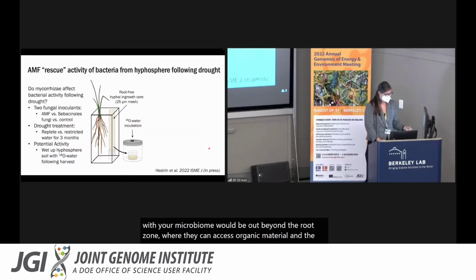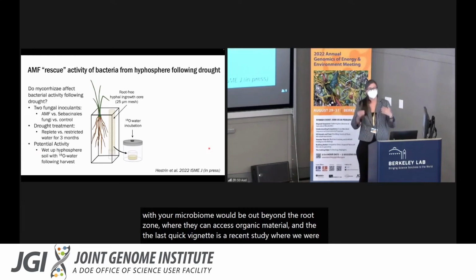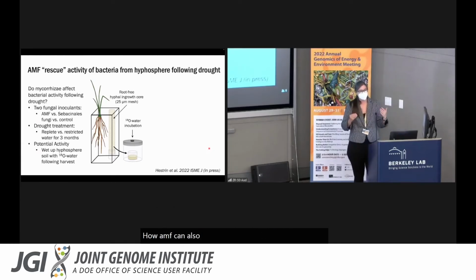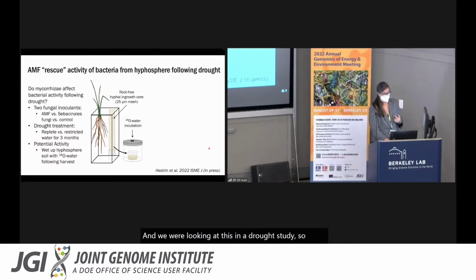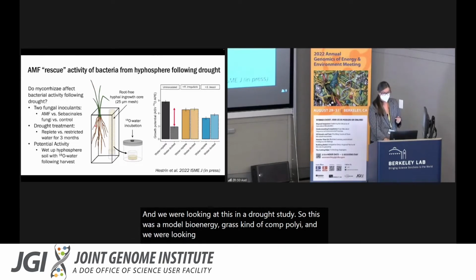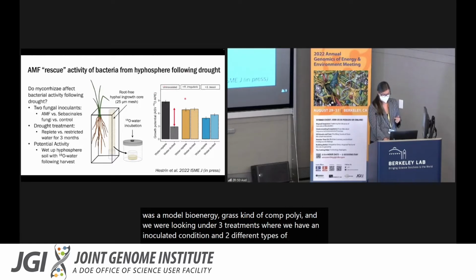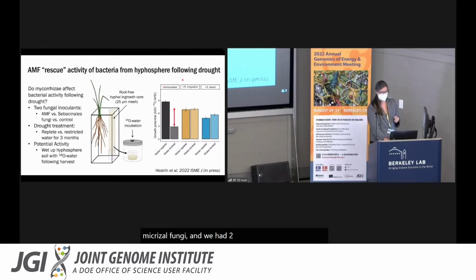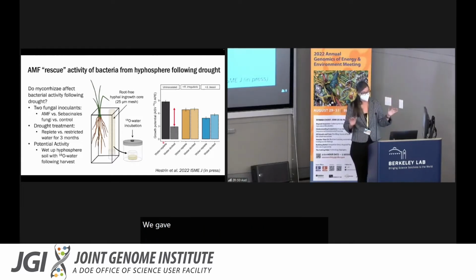And the last quick vignette is a recent study where we were looking at how AMF can alter the physiology of their microbiome in the hyphosphere. And we were looking at this in a drought study. So this was a model bioenergy grass, Panicum pollyi, and we were looking under 3 treatments where we have an uninoculated condition and 2 different types of mycorrhizal fungi. And we had 2 different water conditions. We either watered it for 3 months, or for 3 months we gave it no water at all.